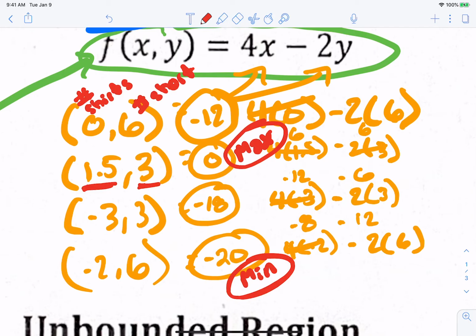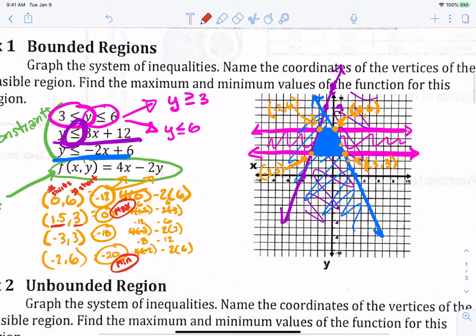Okay. So you know, that's a scenario. The third problem that we do is going to be our story problem, where we have actual context to this. Did that make sense though? Graph the things, find the points, plug them in, and see which one is the max and the min.